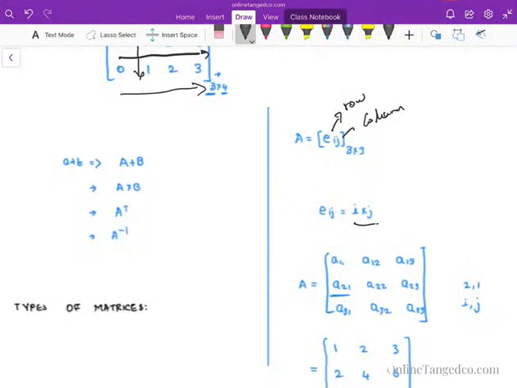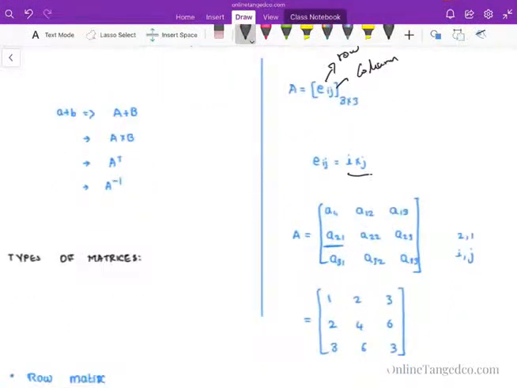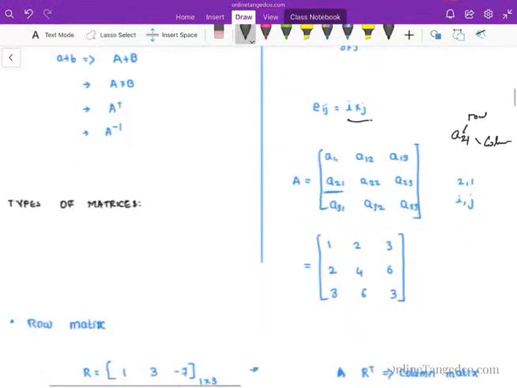Suppose I want to mention any particular component, like a21, it is in the second row and in the first column. So a21 is nothing but second row and first column. Similarly, a23 means second row, third column. So these are the components of the matrix. And now let us see the types of matrices.